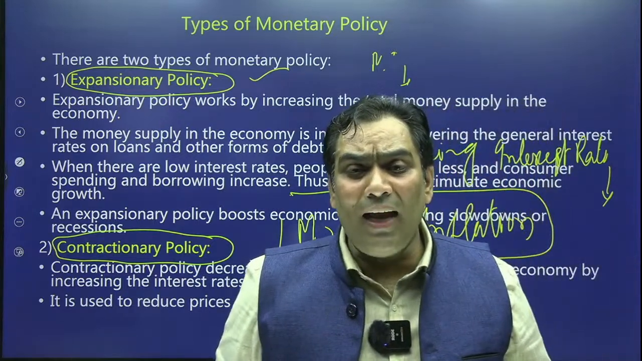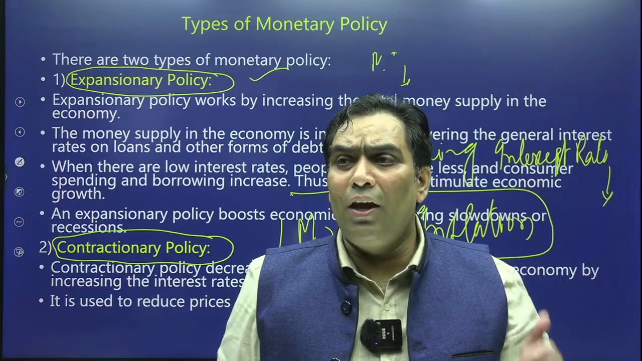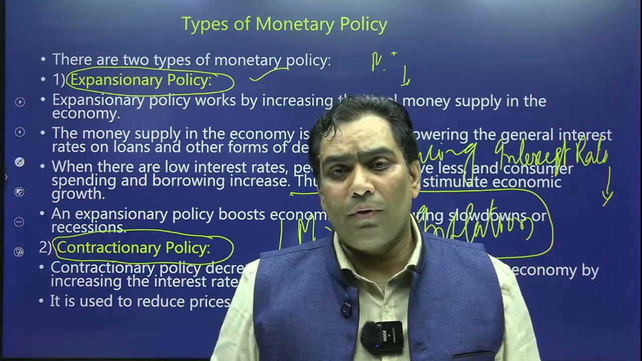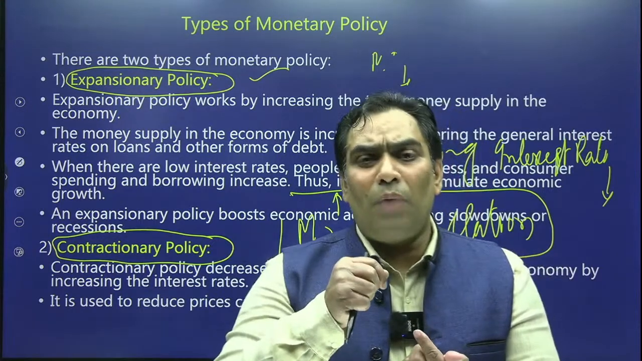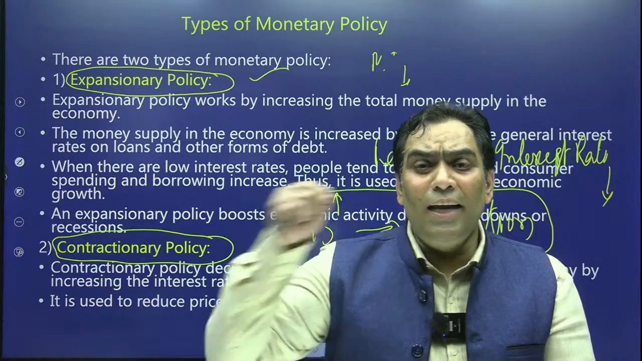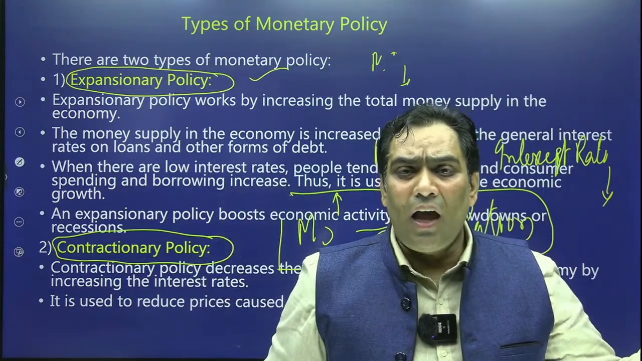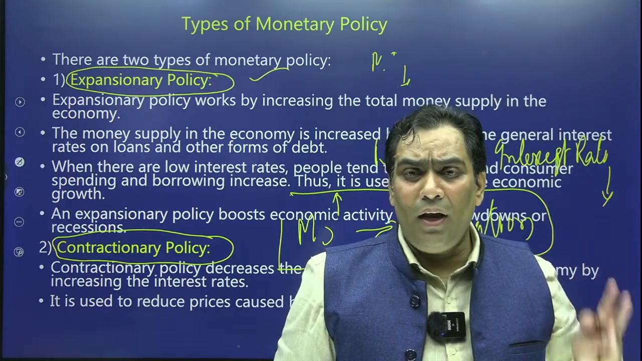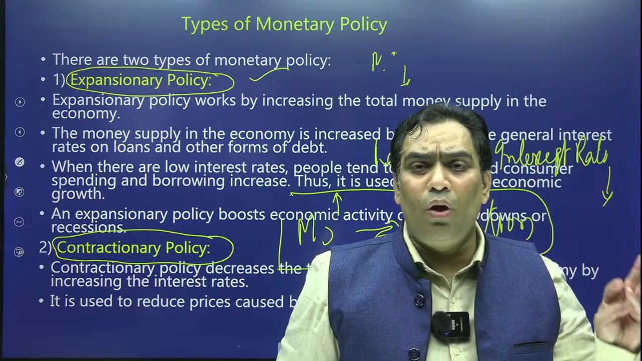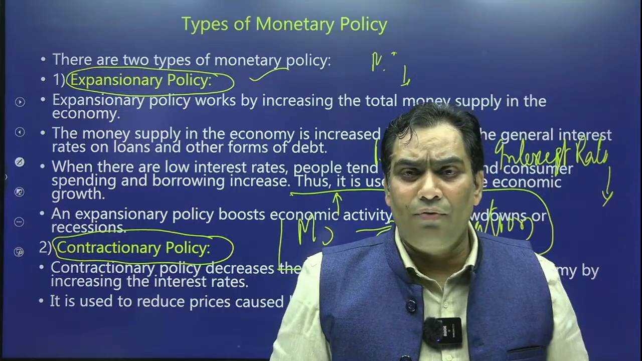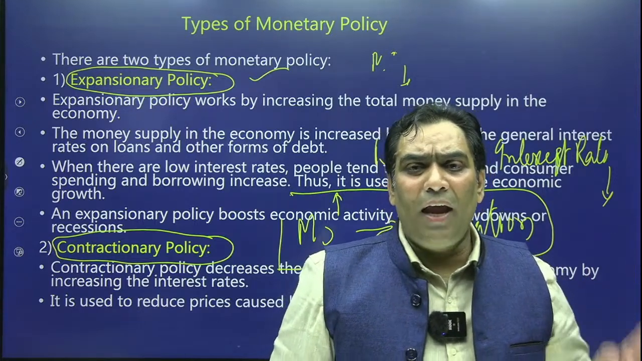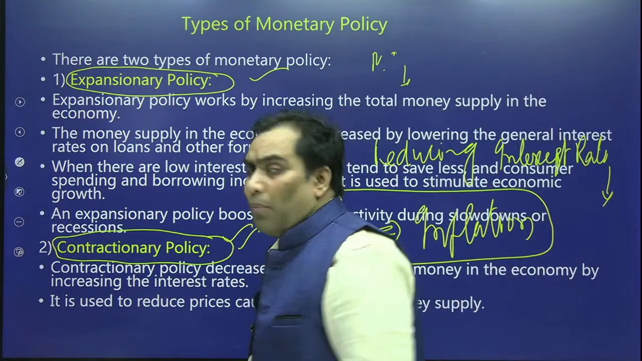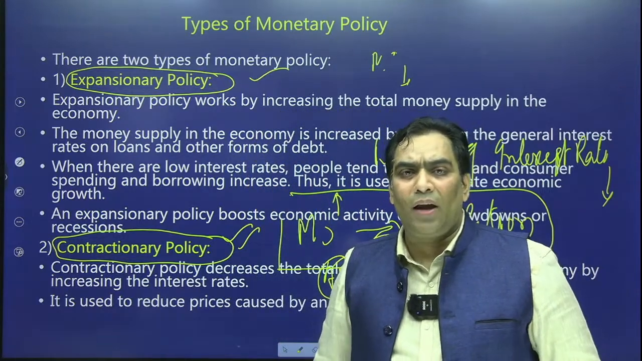And how does RBI do that? RBI does that by increasing the interest rate in the economy. So, when there is more money supply in the economy, which leads to inflation, RBI is going to increase interest rates. RBI is going to increase repo rate, reverse repo rate, bank rate, marginal standing facility rate, CRR, and SLR. That type of monetary policy is known as contractionary monetary policy.